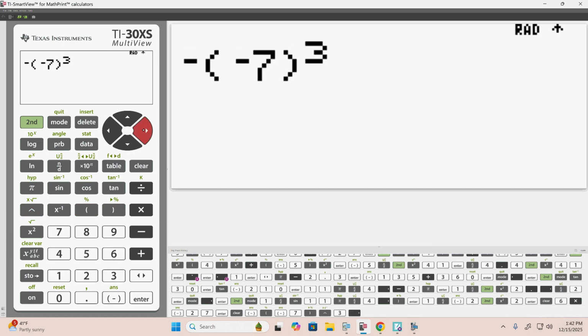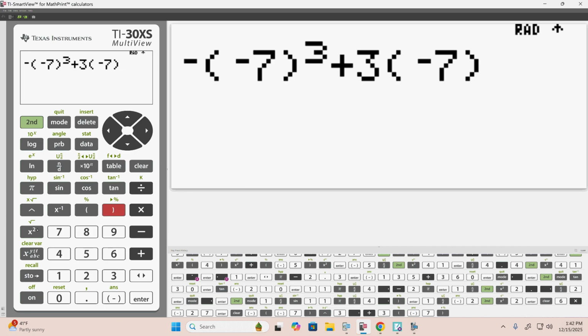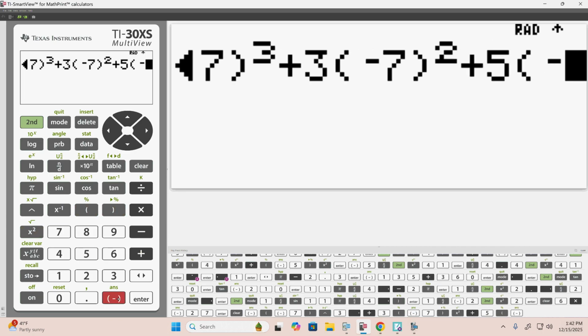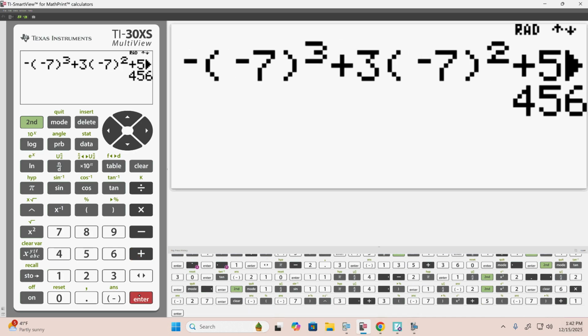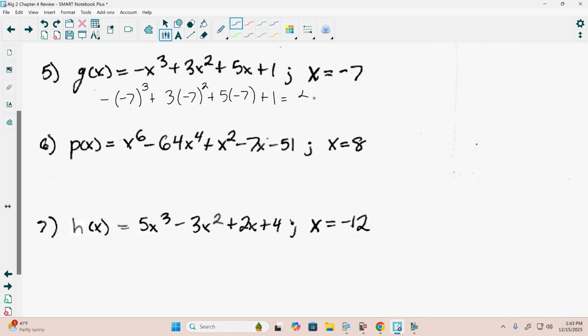And then, guys, focus. We need to plug this into the calculator, and we can let the calculator do it. Type the whole thing into the calculator, replacing every x with negative 7. Hit enter, and it tells us that it's 456. Any other questions on 4 through 7?